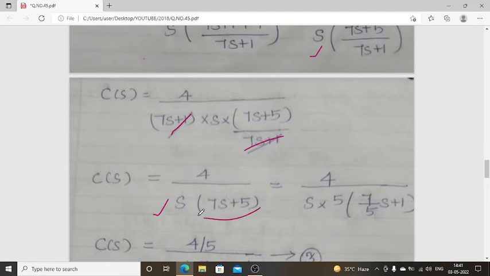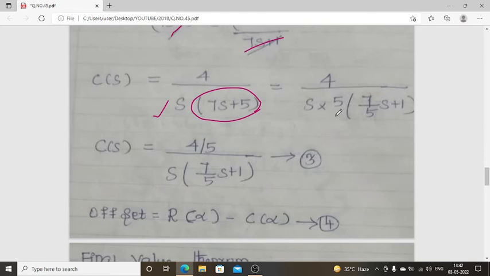So this is not the correct form. So what do you do here? Take 5 outside: 4 divided by s into 5 into 7 by 5 s plus 1. So here the numerator term is 4 by 5, since this 5 goes to the numerator side. 4 by 5 divided by s into 7 by 5 s plus 1. This is equation number 3.